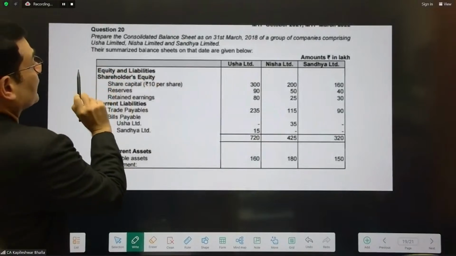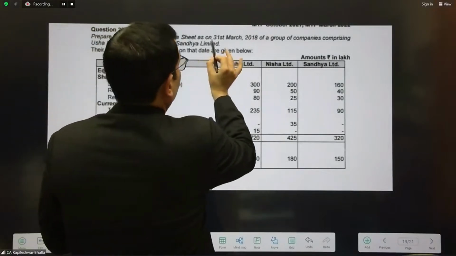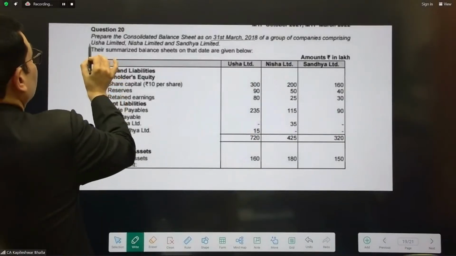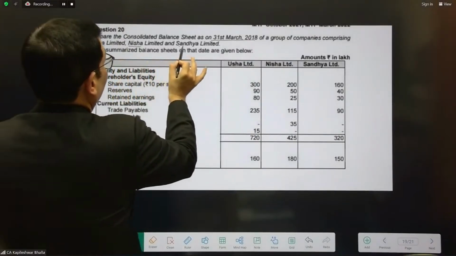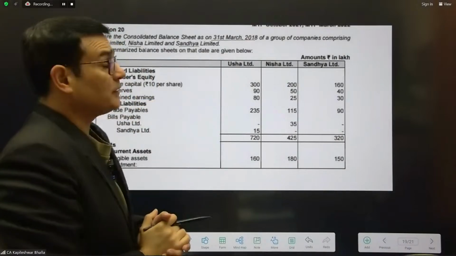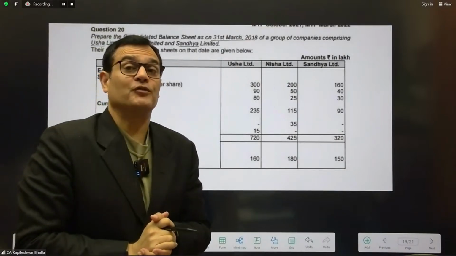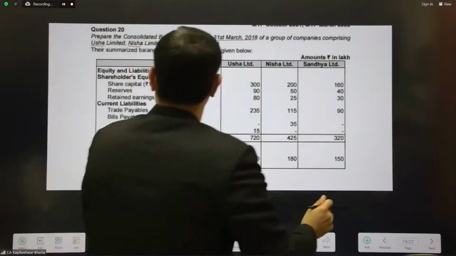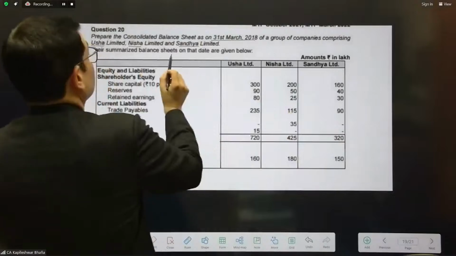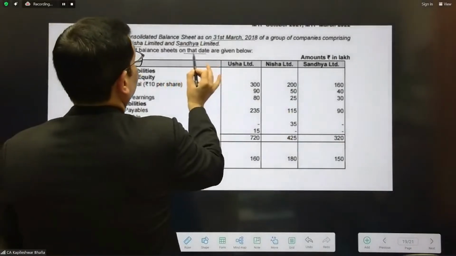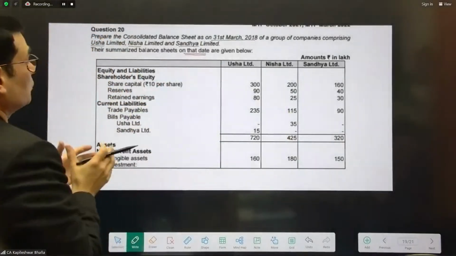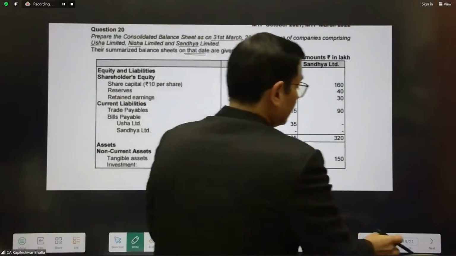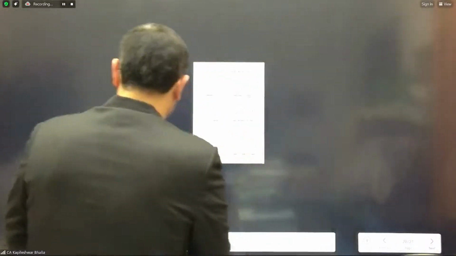It says prepare a consolidated balance sheet on 31st March 18 of a group of companies comprising Usha, Nisha, and Sandhya. So we can see that we're given 3 balance sheets, and we need to consolidate all the group put together. The summarized balance sheets on that date are given. So we are required to make a consolidated balance sheet on March 18, and the separate financials on the same date are given.